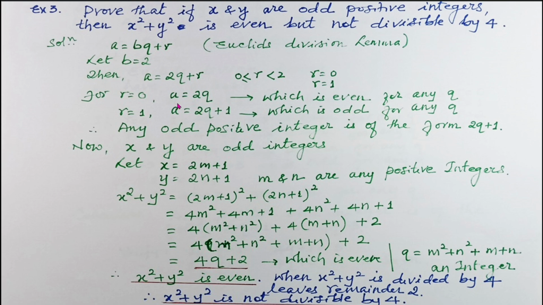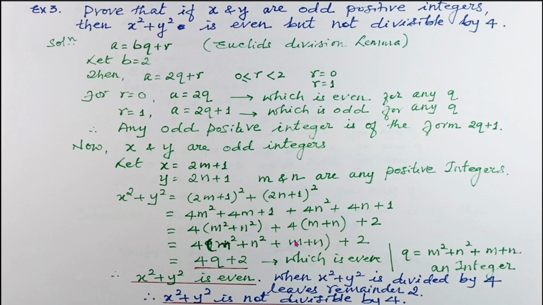So, if r is equal to 0, then a is equal to 2q. If r is equal to 1, then a is equal to 2q plus 1. 2q is an even number, 2q plus 1 is an odd number. Now, here we want two odd positive integers, therefore, I have taken x as 2m plus 1 and y as 2n plus 1. Now, I want x square plus y square, so I have taken x square plus y square here. x square is 2m plus 1 whole raised to square and y square is 2n plus 1 whole raised to square.